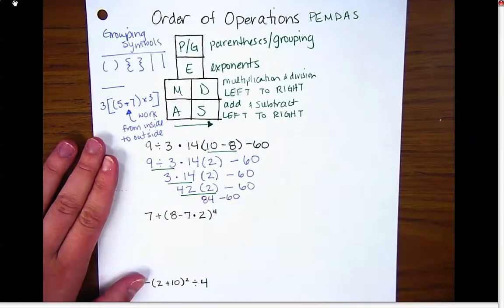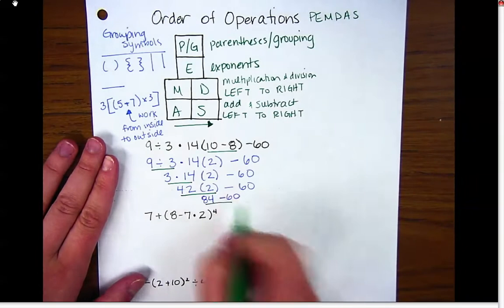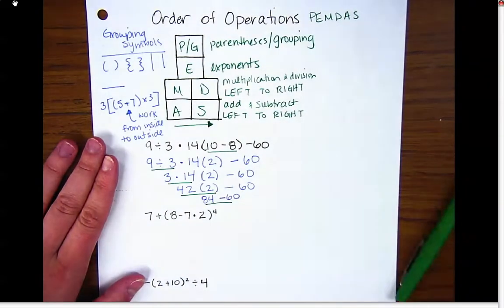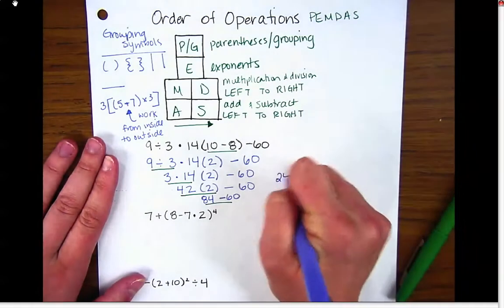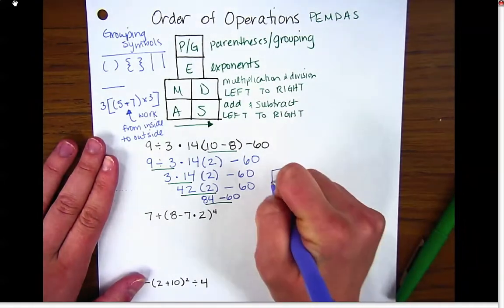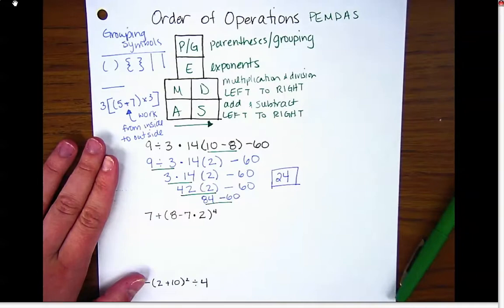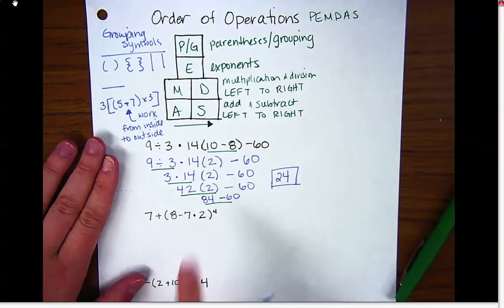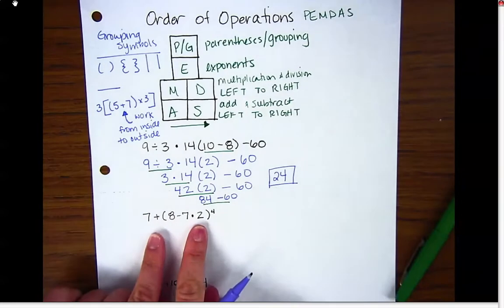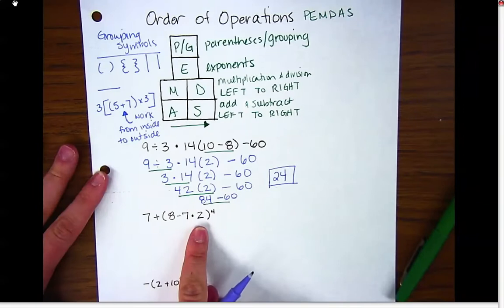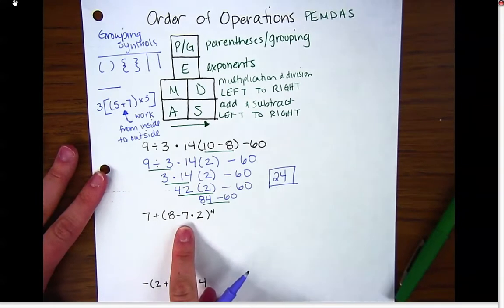minus 60. Now I'm finally at my addition and subtraction. And I get an answer of 24, positive 24 in this case. Okay? Next problem. Now here, inside my parentheses, I have 2 different operations going on. So do I go left to right, or do I start with my multiplication? Well, hopefully you're thinking that you want to start with multiplication.